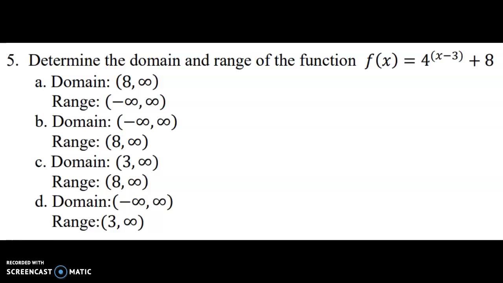Question 5. Determine the domain and range of the function f of x is equal to 4 raised to x minus 3 plus 8. If we look at 4 raised to x before the transformations, we know that it has an asymptote of y equals 0, and we also know that it goes up to positive infinity for your y values and for your x values as well. Or it should look like this.